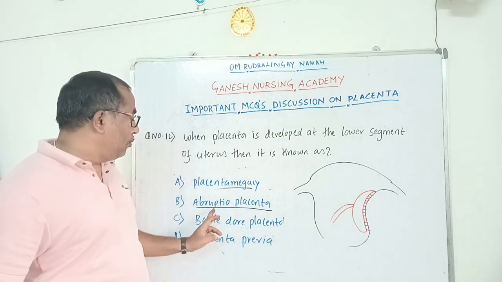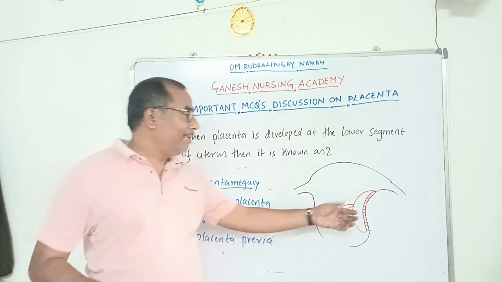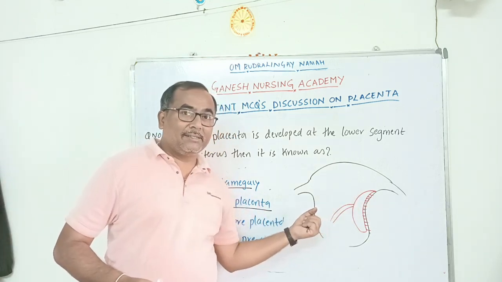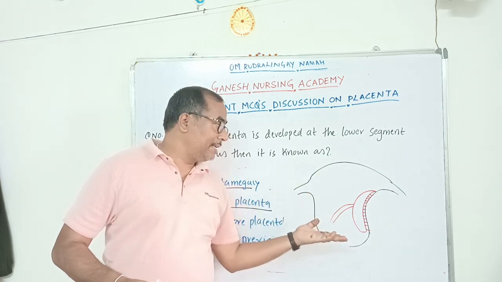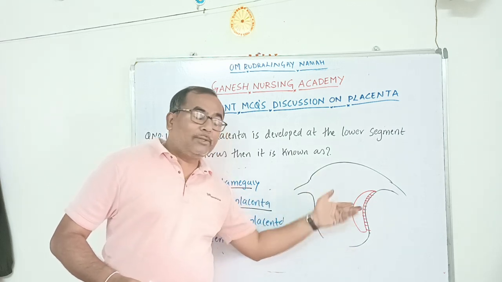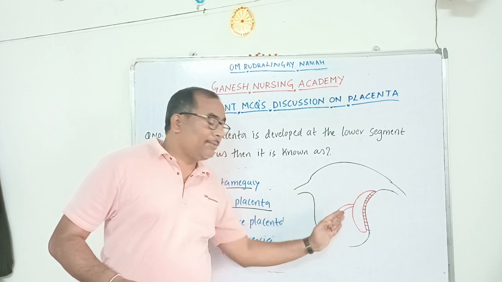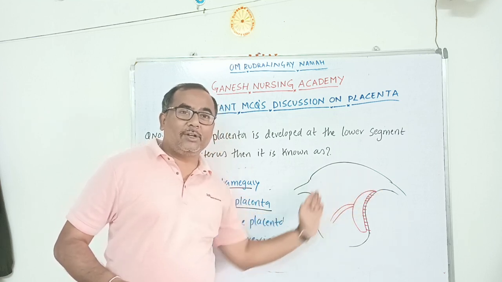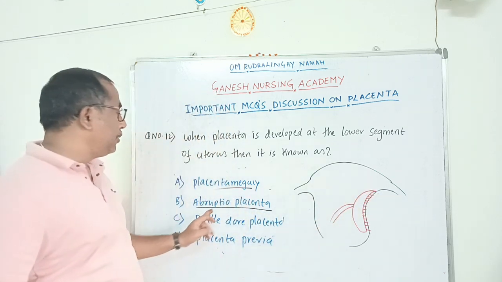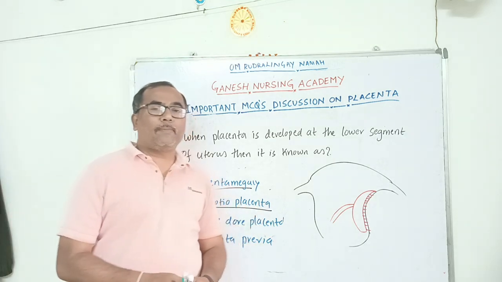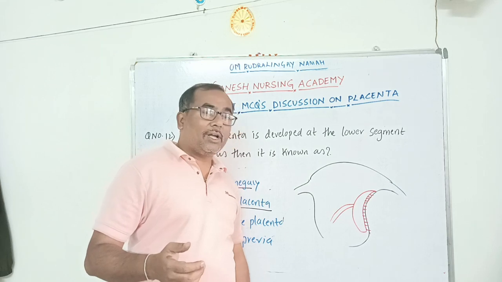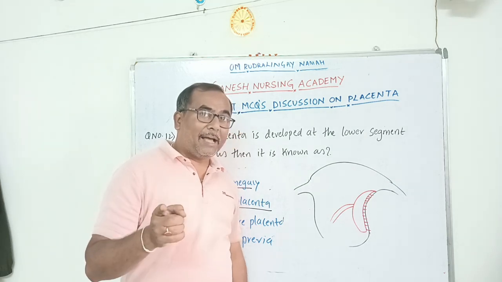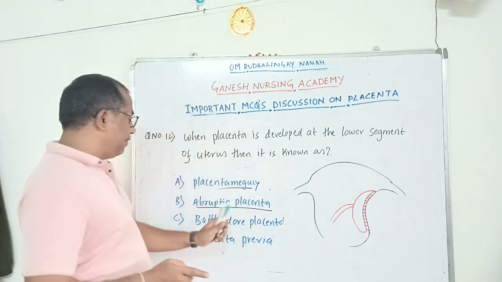When there is a premature separation, the placenta separates before the third stage of delivery. After 28 weeks of pregnancy, if the placenta prematurely starts separating from the wall of the uterus, from the decidua, it is called abruptio placenta. So abruptio placenta is the premature separation of placenta from the decidua or the wall of the uterus.